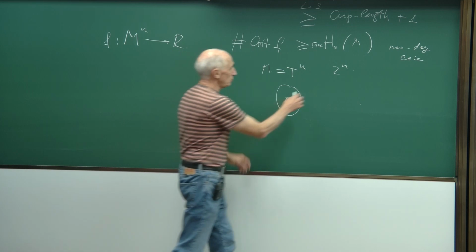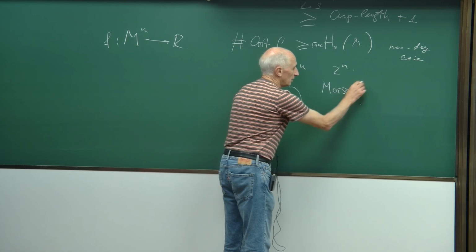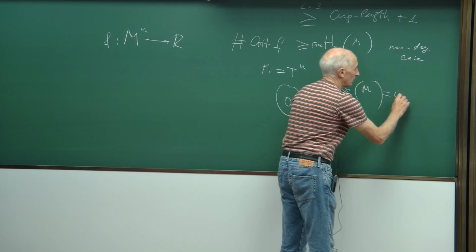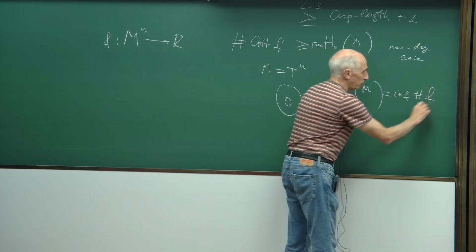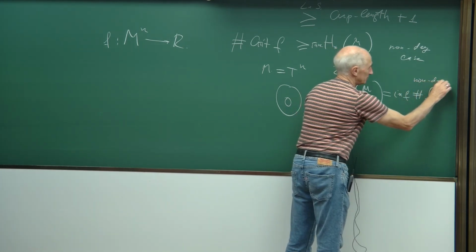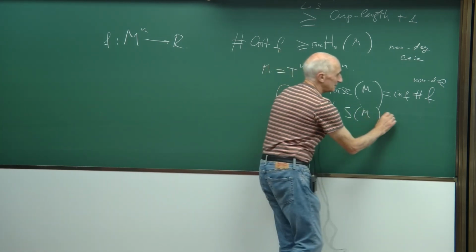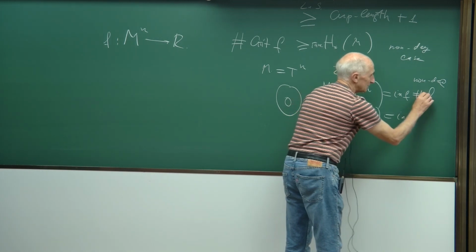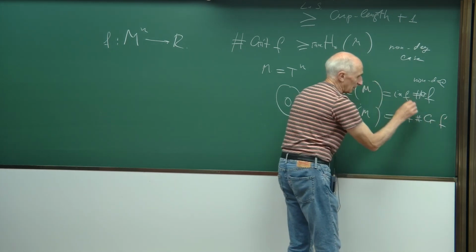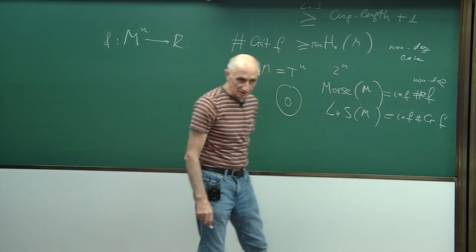Anyway, let's denote by Morse of M the infimum of the number of critical points of a function in the non-degenerate case, and the Lusternik-Schnirelmann number of the manifold is the infimum of the number of critical points of a function without the assumption of non-degeneracy. So you have this thing.